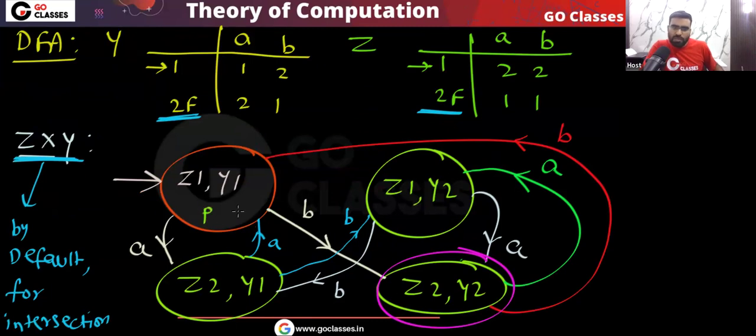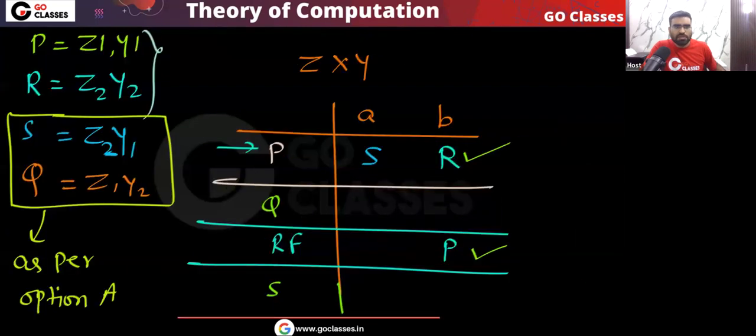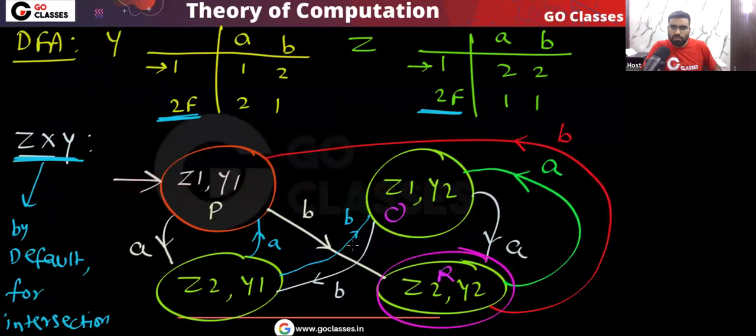Remember, this is your P. Please focus. This is your R. Z1 Y2 is your Q, and this is your S. So now easily you can see where Q is going on A: Q on A goes to R.